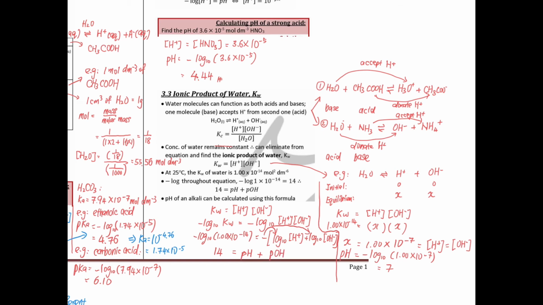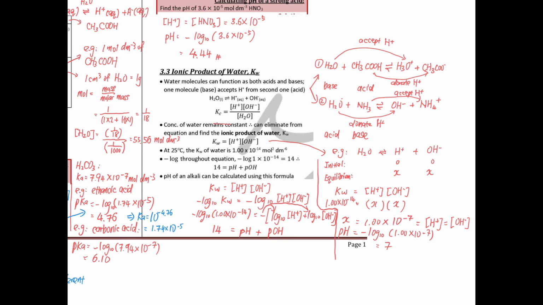Negative log, okay, I write in blue color. So you have to know that this is for base. For base, negative log OH minus is equal to POH. For POH. Okay, so that's why we get that formula over there. Okay, so which is here 14 equal to pH plus POH.